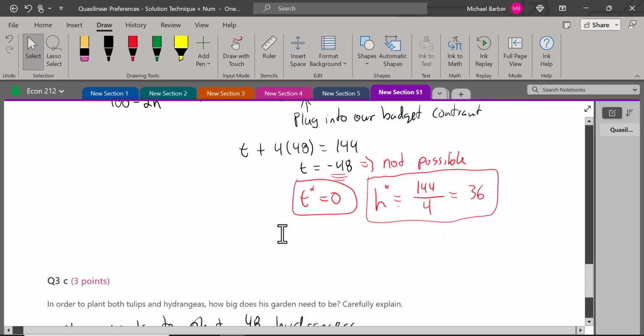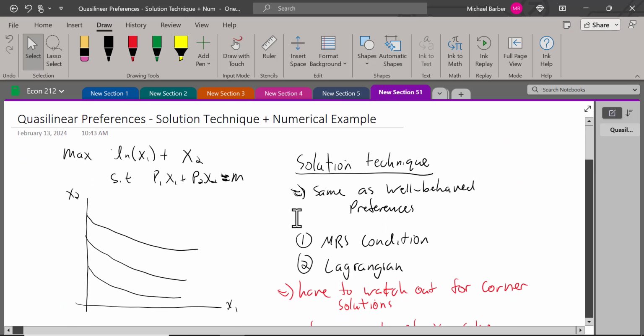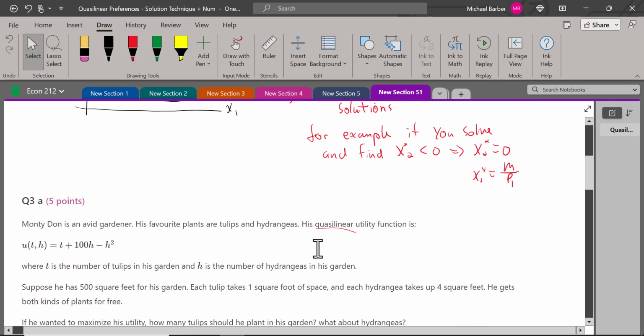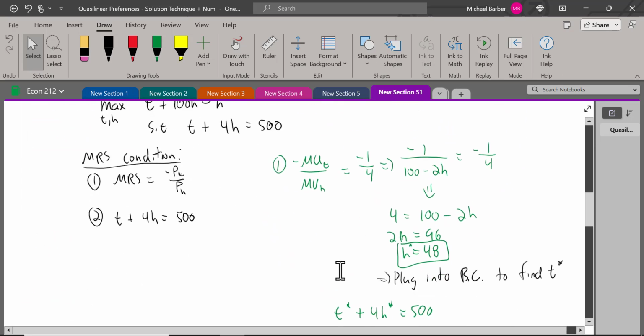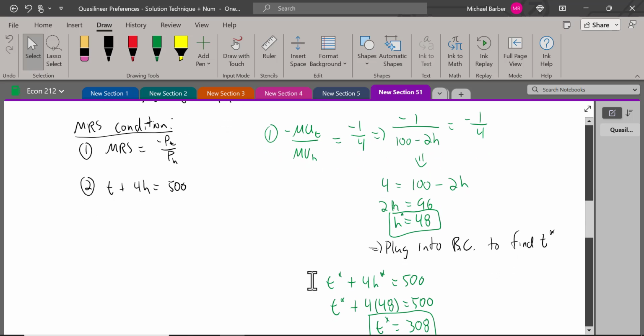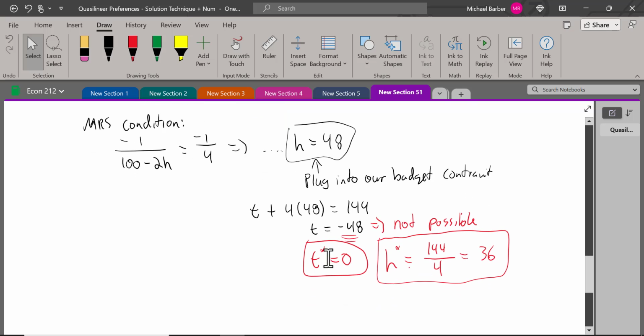Okay, so that's the key with these quasi-linear preferences. We can solve them the exact same way as these well-behaved preferences. We just have to watch for these corner solutions. So here we had a nice interior solution where he planted both types of flowers. Here we could see that we got a negative amount of tulips, which obviously makes no sense. So he's going to plant 0 tulips and just use whatever room in his garden he has to plant hydrangeas. And he can only plant 36 of them.